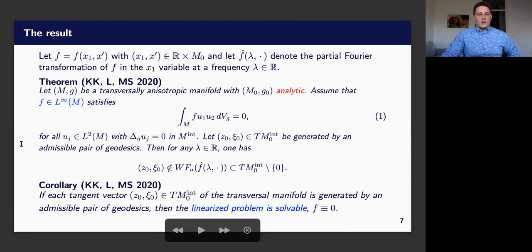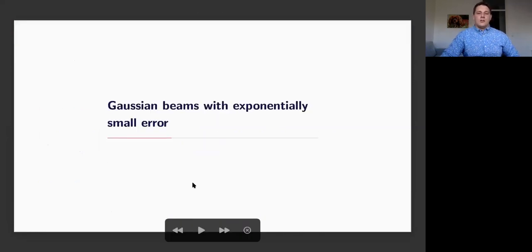A corollary of this theorem is the following. So if each tangent vector on this transversal manifold z0, xi0 is generated by an admissible pair of geodesics, then the linearized problem is solvable, meaning that f is identically 0. I will explain why it is so. Okay, so now we are going to discuss Gaussian beams with exponentially small error.